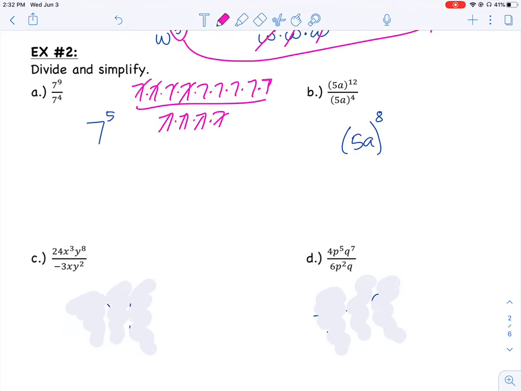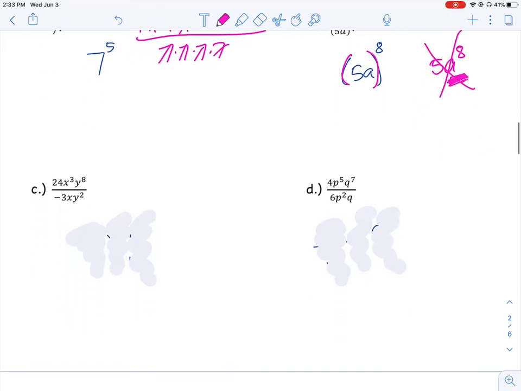Now be careful. Please make sure that you continue to use your parentheses, because 5a to the 8th power written like this does not mean the same thing. On this one, the only thing that's raised to the 8th power is the a, where in this one we know, because it's in parentheses, that the 5 and the a are both raised to the 8th power. It makes a difference. So make sure you continue to use those parentheses, okay? All right, let's do a few more.